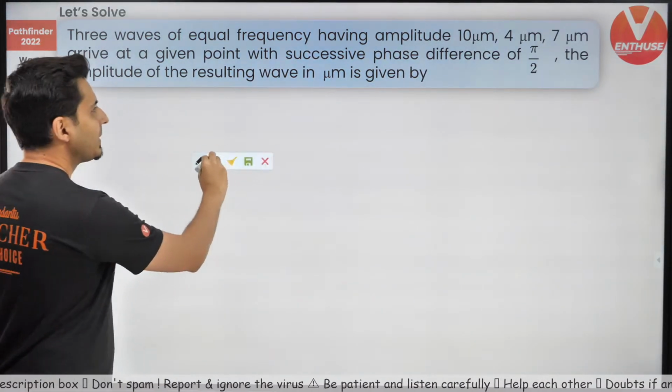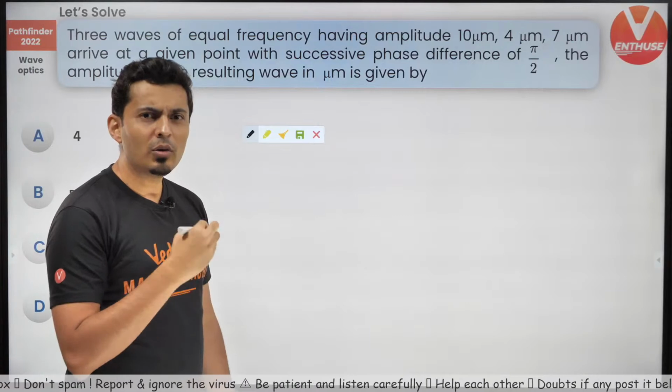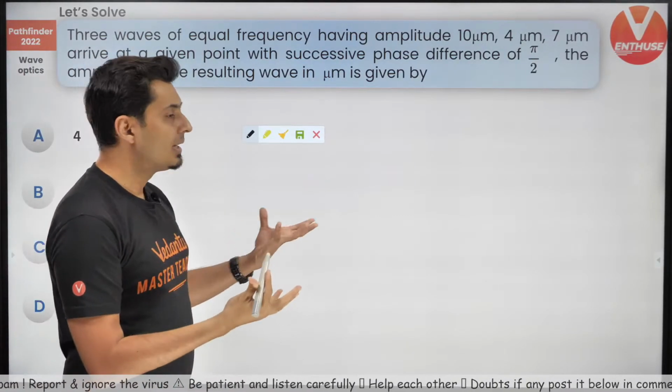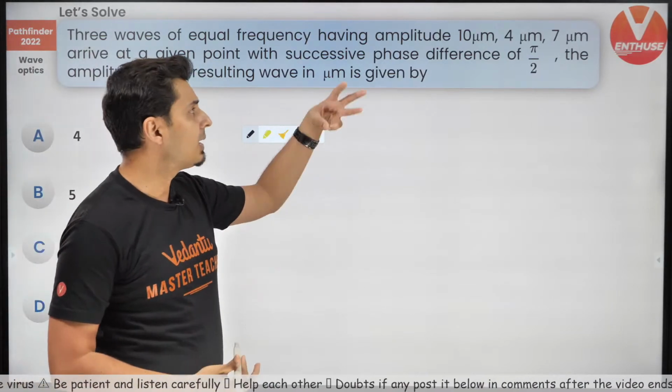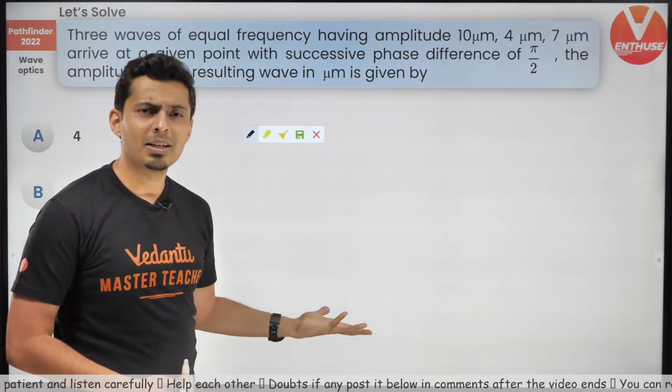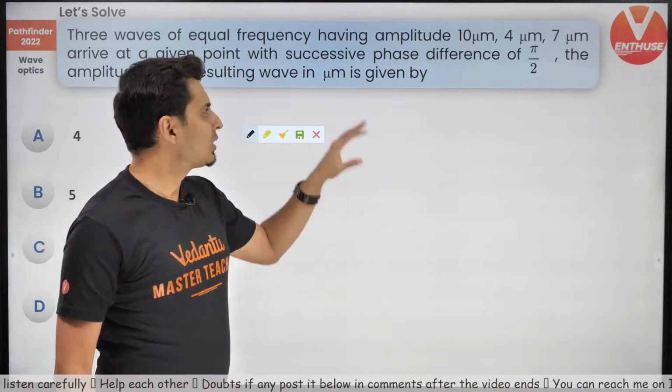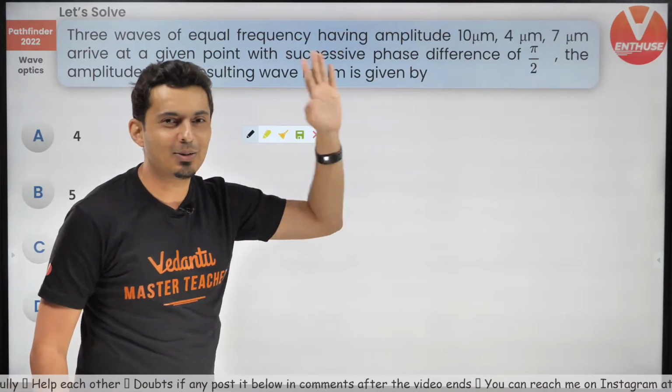Alright, so let's try to do this. How do you find the resultant? Either using the resultant formula, but that is only for 2 waves. Here we have 3 waves. But I know the general method. It's vector addition. So treat them like vectors and solve the question.